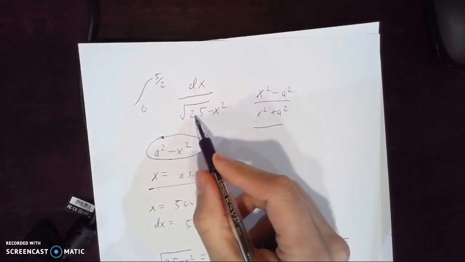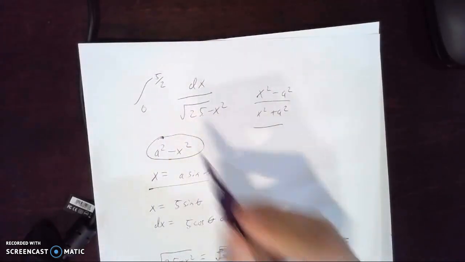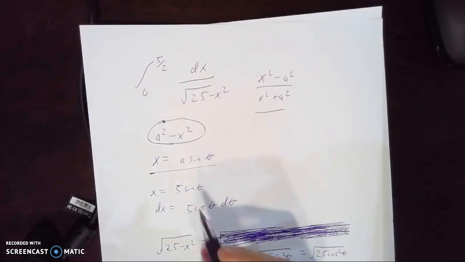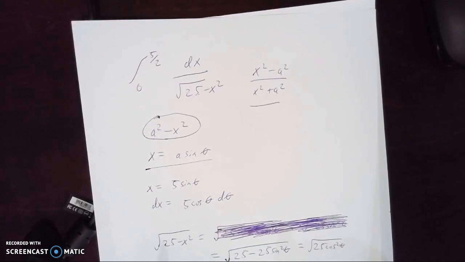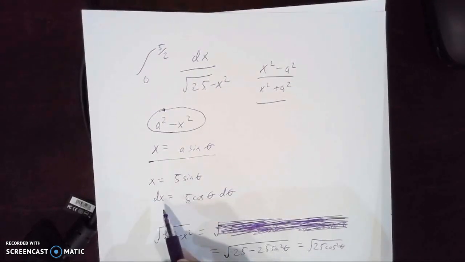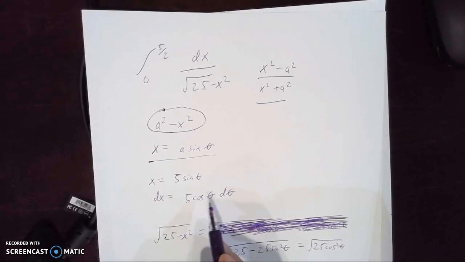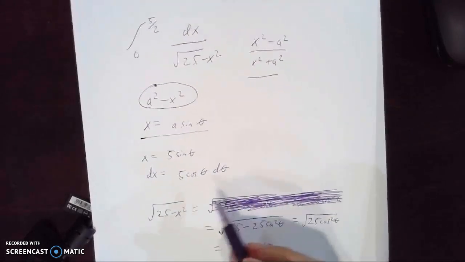So in this case, our a would be 5, because 5 squared is 25. So we're going to make the substitution that x is 5 sine of theta. So we need to go ahead and find dx. Well, dx would be 5 cosine theta d theta. Well, what happens if we do this substitution?